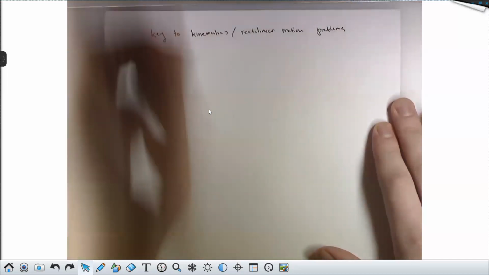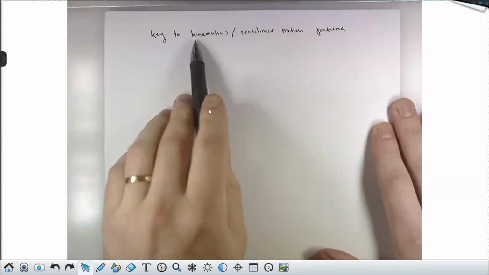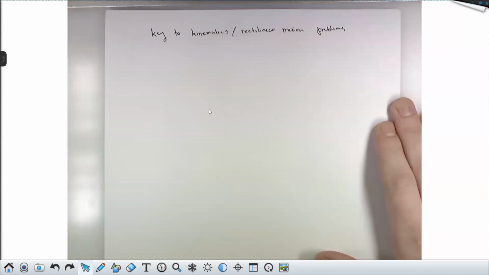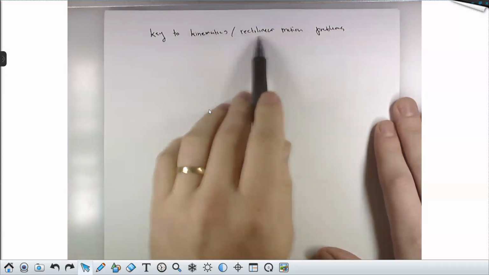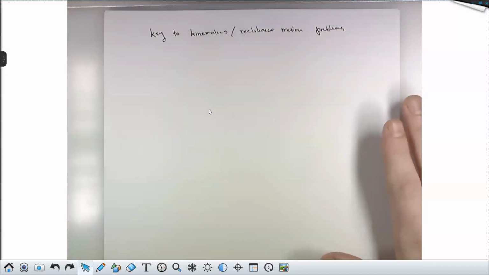And just a little bit of vocab fun. Kinematics, think kinesthetic, think like things in motion. And rectilinear just means moving along a line. So the projectile or object in question here, just like all of the problems we addressed earlier in the semester, are moving along a straight line, either up and down or left and right.